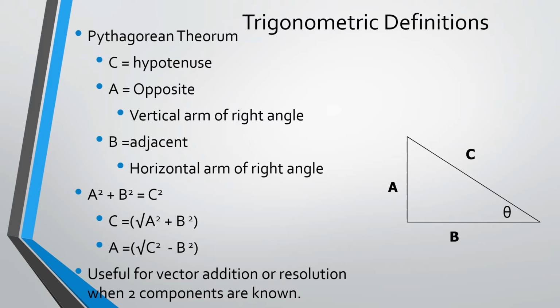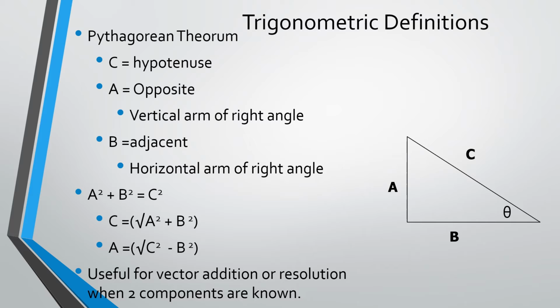So if you wanted to add two vectors that are orthogonal to each other, orthogonal meaning that their directions don't overlap even a little bit, then you could find the hypotenuse. The hypotenuse c equals the square root of a squared plus b squared.